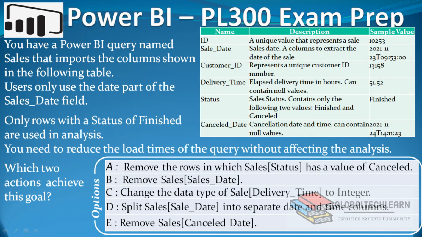Option D is split sales date into separate date and time columns. This is again related to information 1, that only the date part of the sales date field needs to be used. If we split this field into date and time, then users can use only the date part and ignore the time, and aggregation in Power BI will also be faster on the date compared to a date and time field. So this option we can try in Power BI Desktop. The last option is remove sales cancel date. Again we cannot remove it, as there is no information given on whether this field is required in reporting. So now let's look at options A and D in Power BI Desktop.